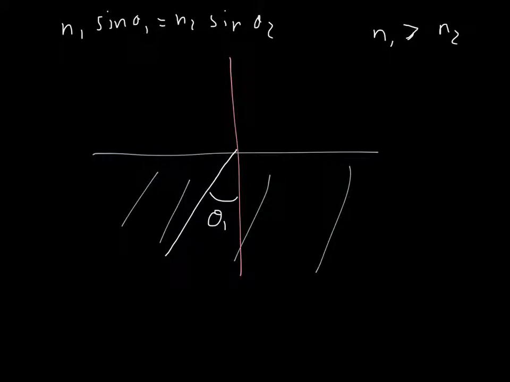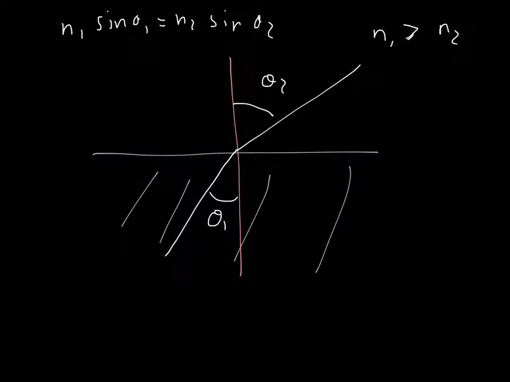So then I ask myself, okay, if n1 is bigger than n2, then theta 1 should be pretty small. And n2 is smaller, so theta 2 can be pretty big, which means that this angle here should be bigger than this angle here. And you say, okay, so what? So this goes to a bigger angle. No problem, right? So this is smaller, and then this becomes bigger.